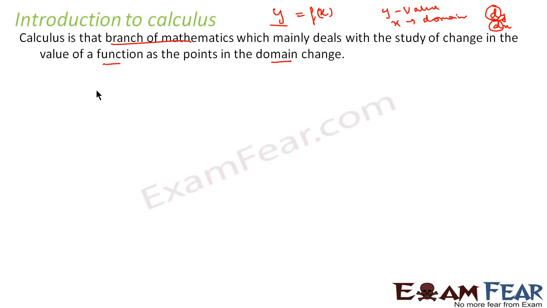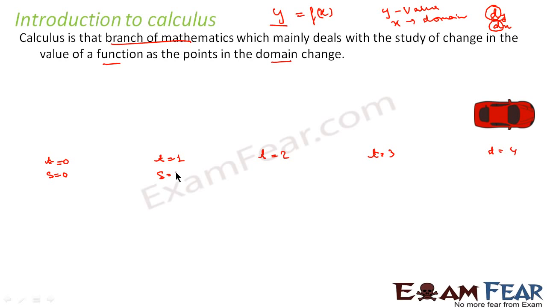Let me take one example. Let's see, this car is moving, correct? So if you see this car, let's suppose this is t is equal to 0, this is time. This is t is equal to 1, t is equal to 2, t is equal to 3 and t is equal to 4. So let's suppose there are 4 intervals. At this point distance covered was, let's suppose, 0. At this point distance covered was 2. This point distance covered was 4. This point 6 and this point 8.